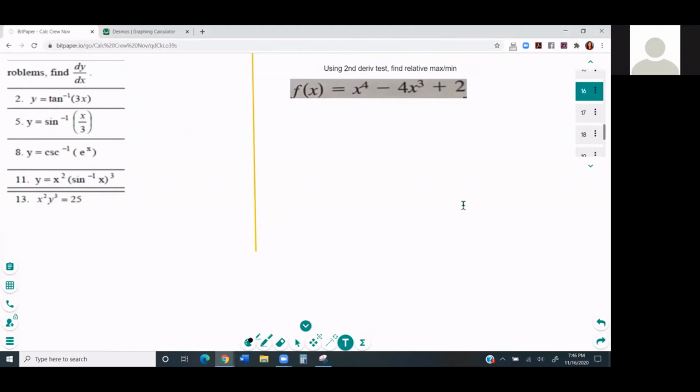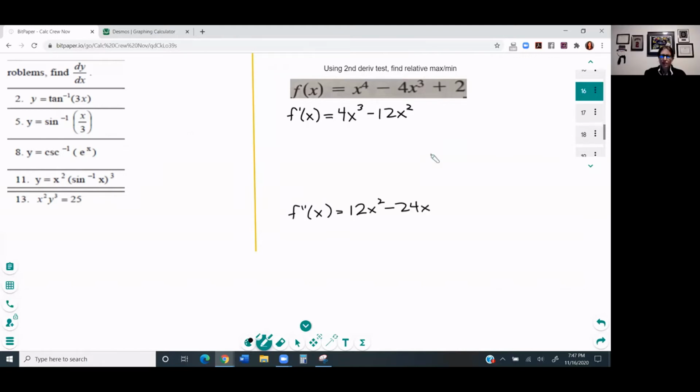So I found the first derivative, which was 4x cubed minus 12x squared. Second derivative is going to be 12x squared minus 24x. Perfect. So I left some space.